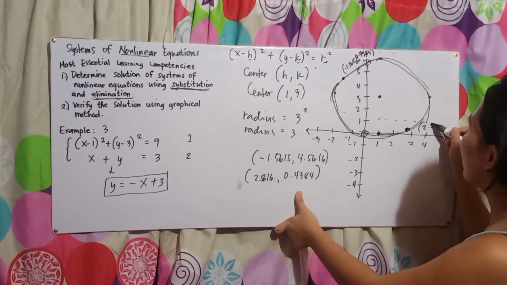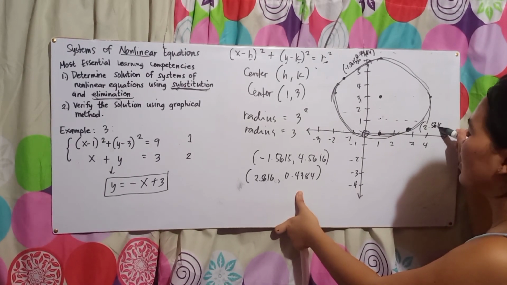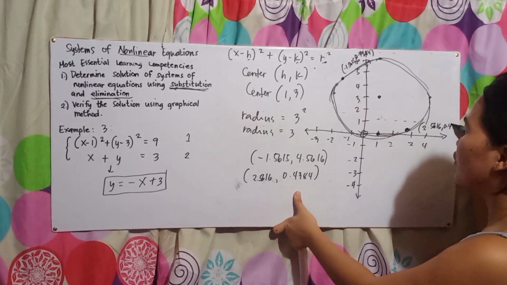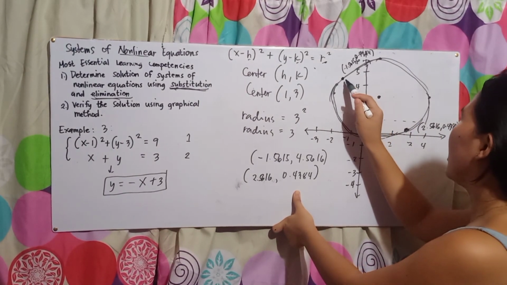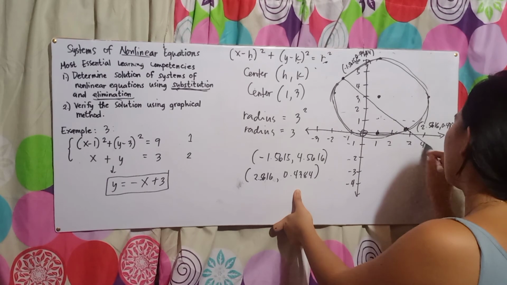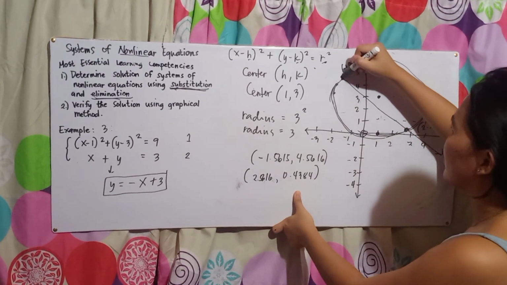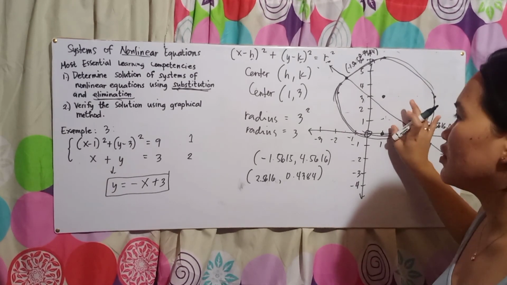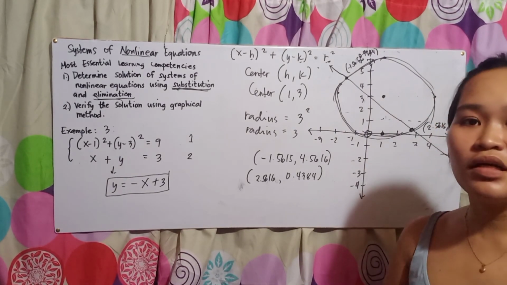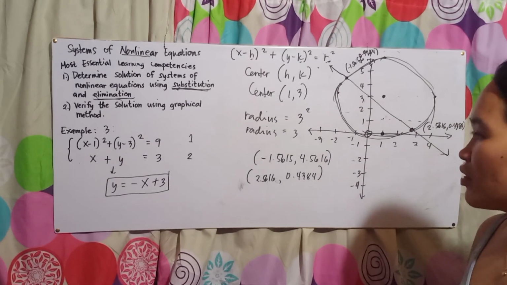So, mao nang line sa 1, so mga diri lang din siya banda. So, 2.5616 and 0.4384. So, pag i-connect, so, mao na ato ang graph. So, mao yung graph sa circle, mao ang graph sa linear na equation.